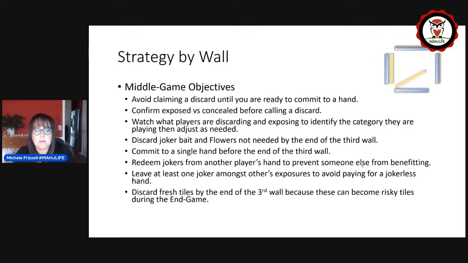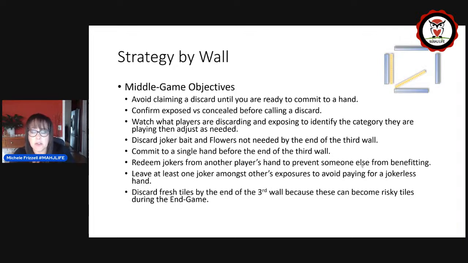The next strategy is to discard joker bait and flowers not needed by the end of the third wall. Joker bait is another great strategy that was the birth child of Tom Sloper. He's had some great strategies for American Mah Jongg players, and joker bait is one of them. And hopefully we'll have an opportunity to look at that tonight as we go through a game. And if we do, I'll point it out.